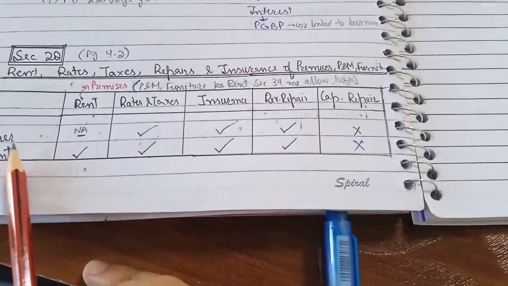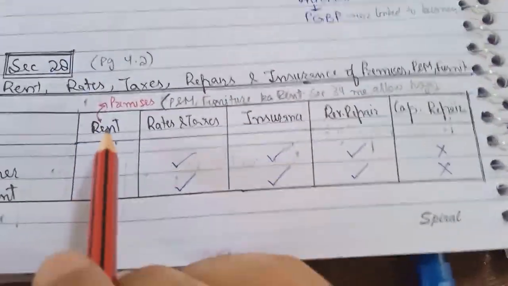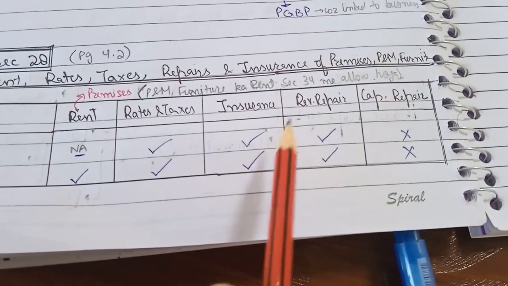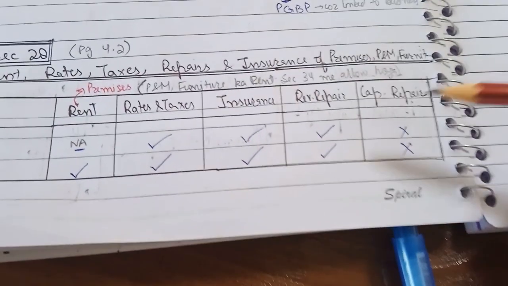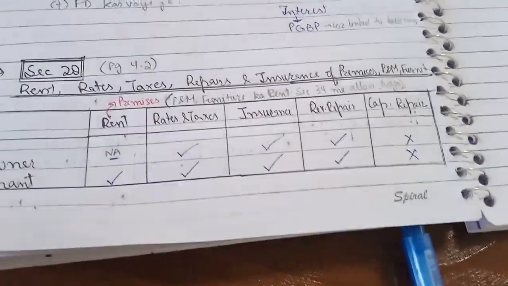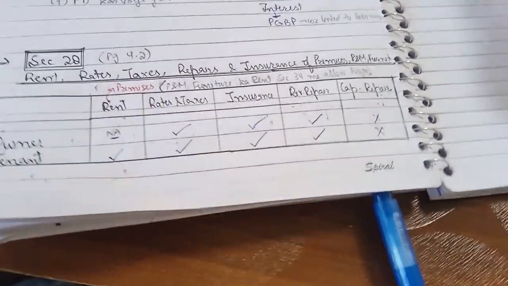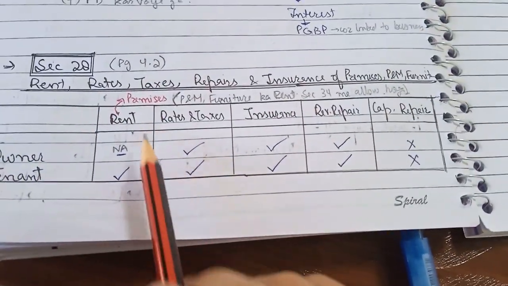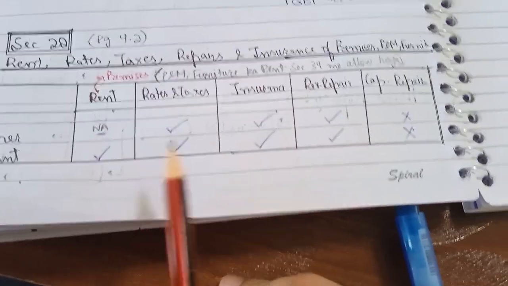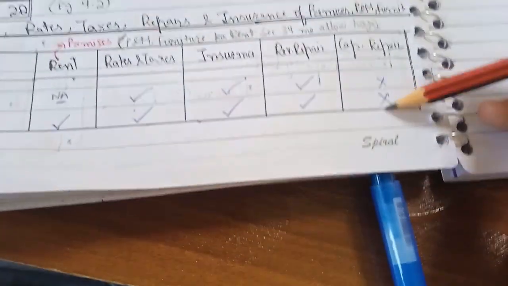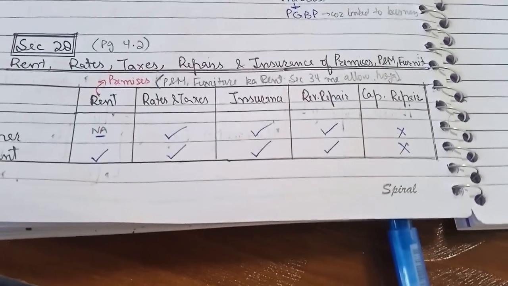When we are the owner of those assets, how will we treat such expenses? We will have no rent, so it's not applicable. The rates and taxes will be allowed, insurance allowed, revenue repairs allowed, but capital repair will not be allowed to claim as expenses because it will be added to the cost of the assets, and thereafter we can claim depreciation on such assets. Similarly, when we are tenants and we pay rent, that rent is allowed as expenditure, rates and taxes allowed, insurance allowed, revenue repair allowed, but again capital repair not allowed for the same reasons.